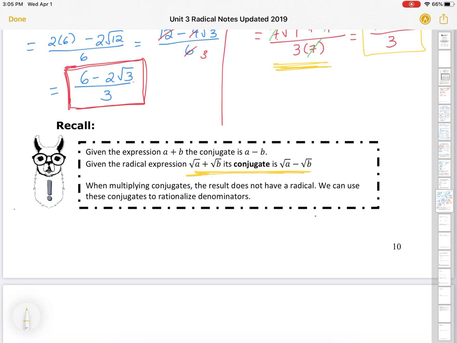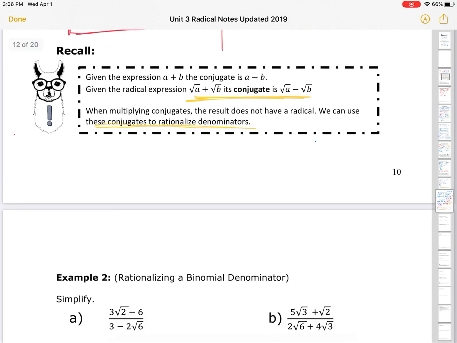Sometimes we might have a binomial in our denominator and we still want to rationalize it. We can use our knowledge of conjugate expressions when it comes to radicals to use that same strategy we use with difference of squares to get rid of the radical. When multiplying conjugates, the result doesn't have a radical because that middle term will subtract out. So we can use these conjugates to rationalize the denominator if we have two terms in the denominator. So let's see exactly how that works.